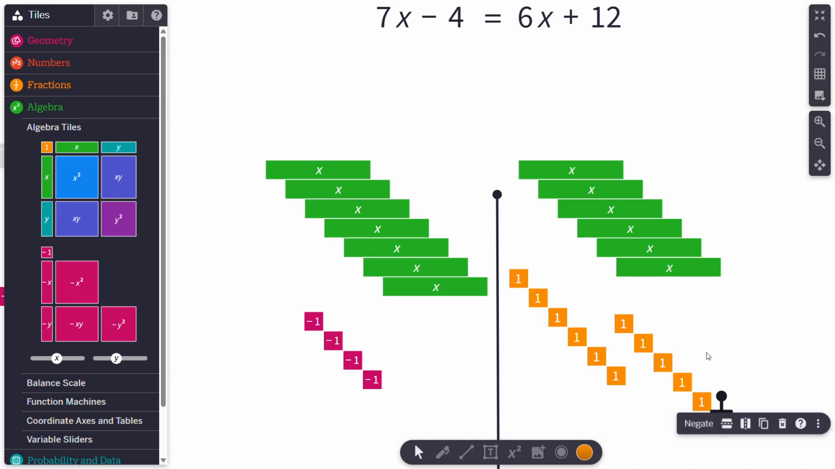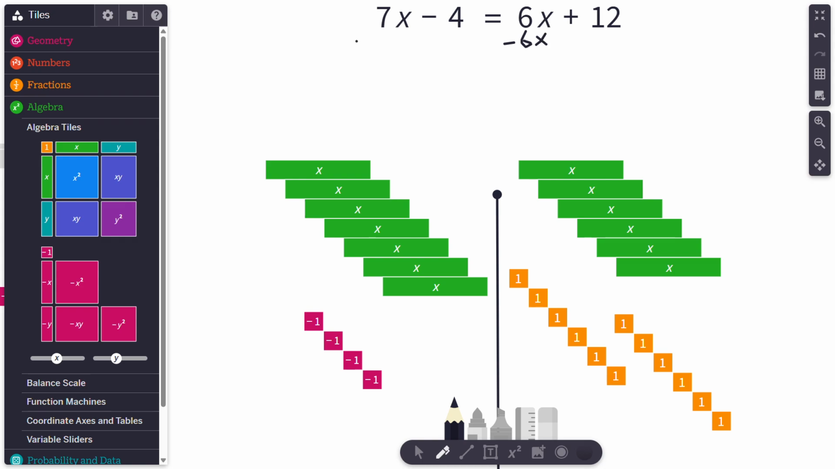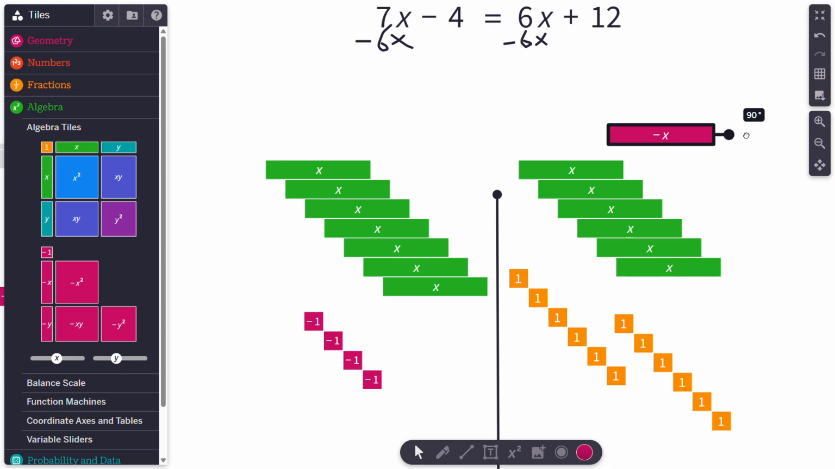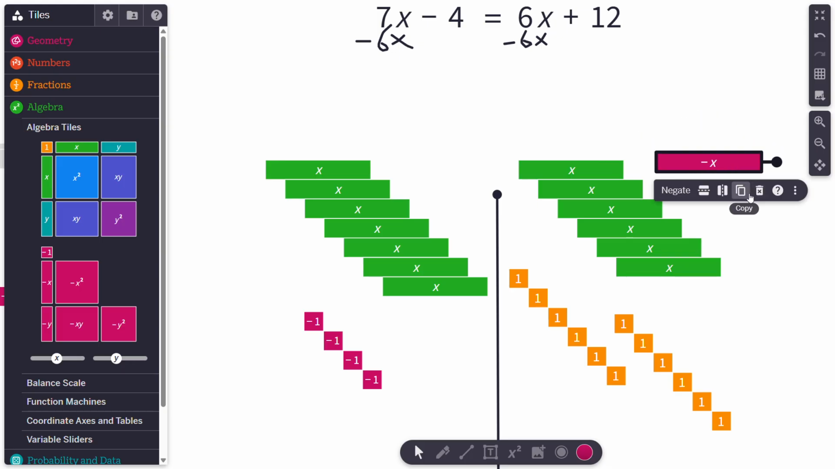Okay, 6x plus 12, 7x minus 4. Well, again, I'm going to start by subtracting the 6x's. So we're going to do minus 6x from both sides. And to do that, we simply have to do negative x's. So we're going to get a bunch of these in here. And we're going to go like this, and we're going to put 6 of them.